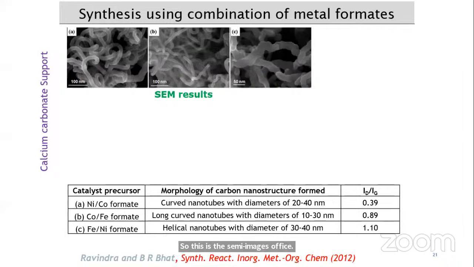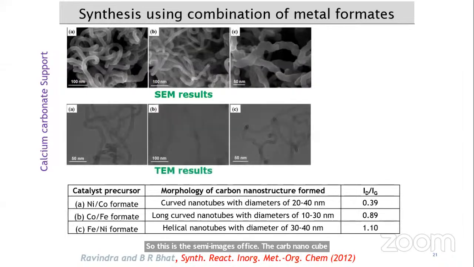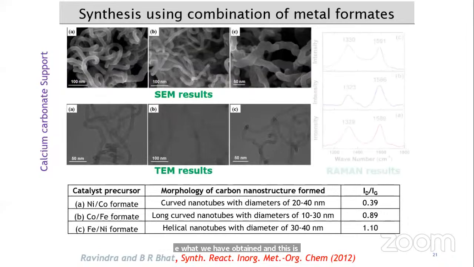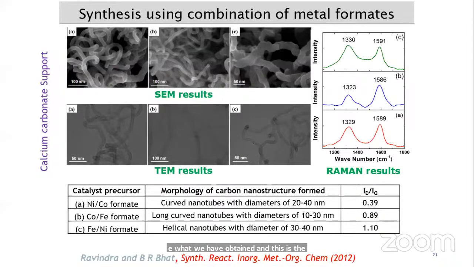So these are the SEM images of the carbon nanotubes we have obtained, and these are the TEM images. And you can see the Raman result, the ID by IG ratio that gives the graphitization result. And you can see that it is below 1. That shows that you get good carbon nanotubes.